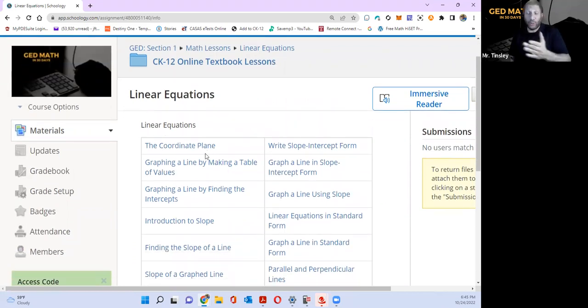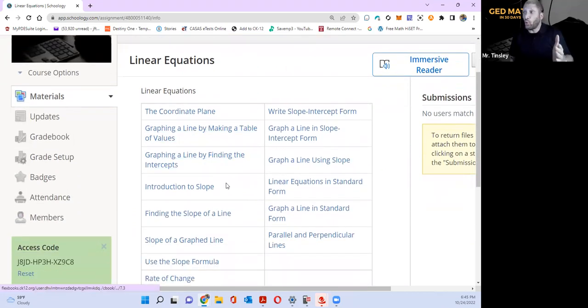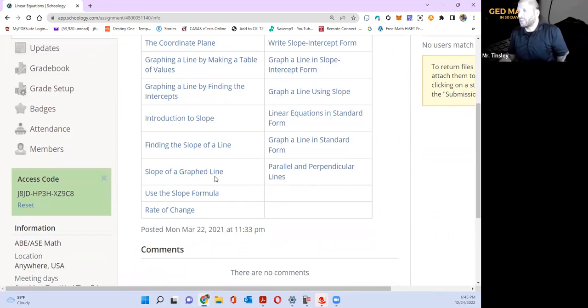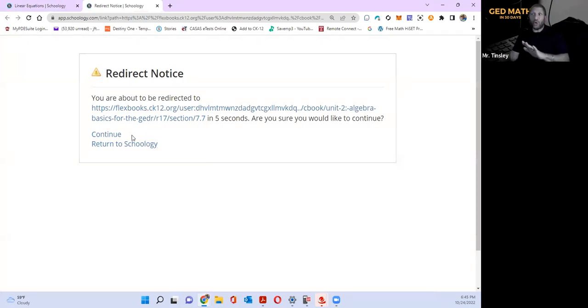These are the textbook lessons. So if you don't know how to do it, they'll teach you. It'll show you how to do it. For example, this mosquito is getting on my nerves. Finally got it. So say, for example, you want to do the slope of a graphed line. If you get this notice, don't worry about it. Just hit continue. It'll open up a section that will teach you how to do it.